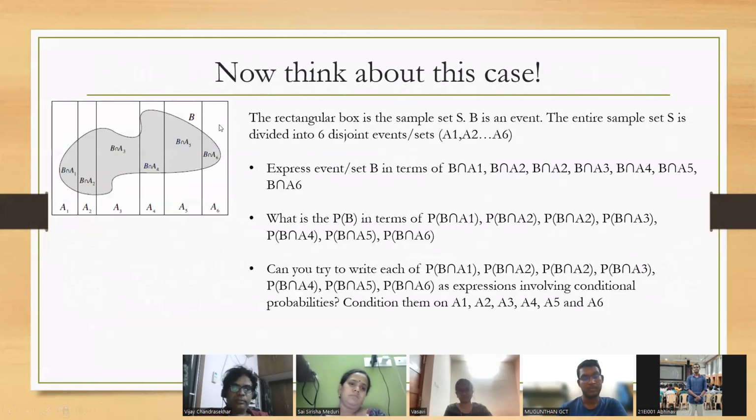So here you go. We have defined B as a union of these mutually exclusive events. Which means probability of B is probability of B intersection A1 plus probability of B intersection A2 plus probability of B intersection A3 all the way up to probability of B intersection A6. Okay. Now let's take one such example, probability of B intersection A1. Can you help me express this as a conditional probability? Probability of A1 given B. Okay. Is that so? It stops there?